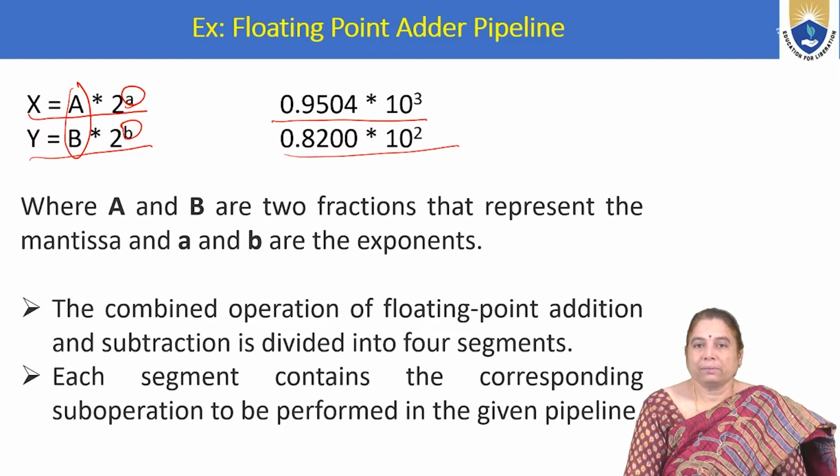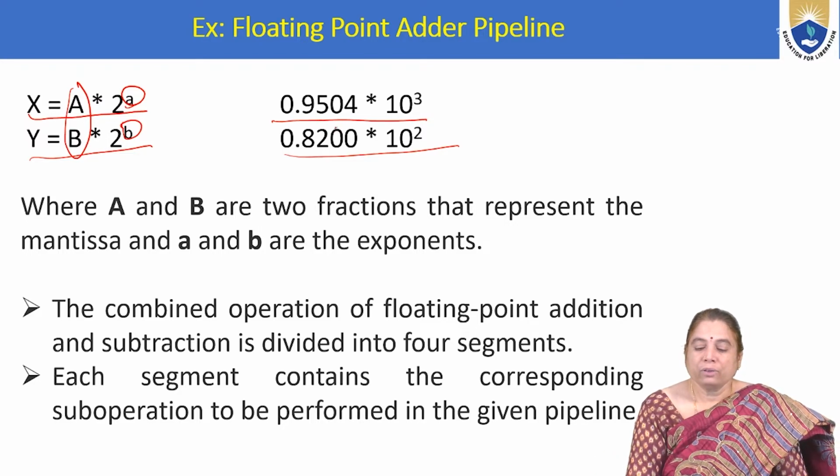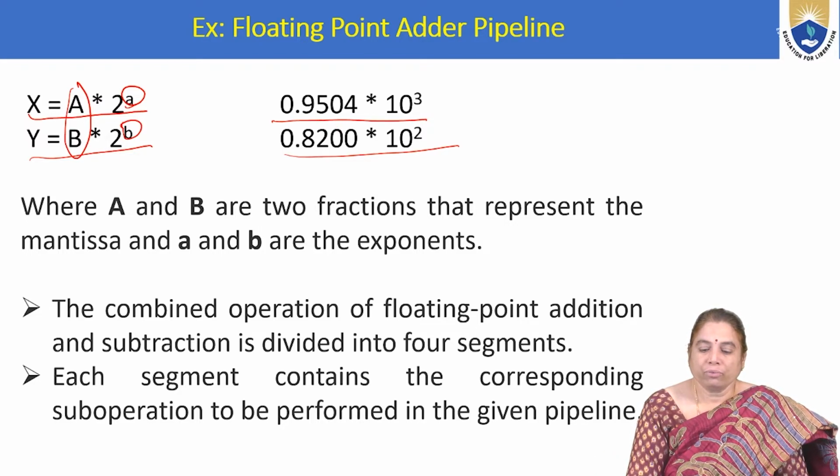So two floating point numbers are considered, x and y. Capital A and capital B are the two fractions, and small a and small b are the two exponents. The example values that can be considered are 0.9504 into 10 power 3, and the second y value can be 0.8200 into 10 power 2.